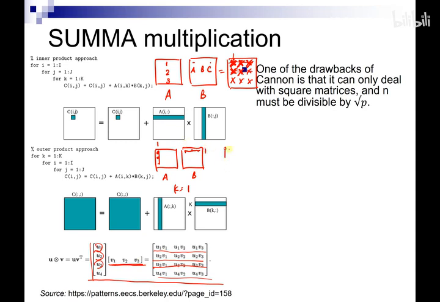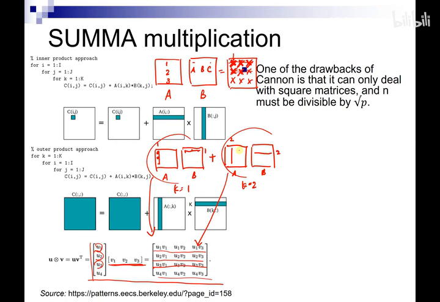Now you're going to do this also for k equals 2, where you take the second column, right? This is the second column here, and this is the second row of A and B. So this is k equals 2. And you're going to add these together. For this one you do it this way, and for this one you also do it this way, and you add them. Then you go to the third column times the third row.